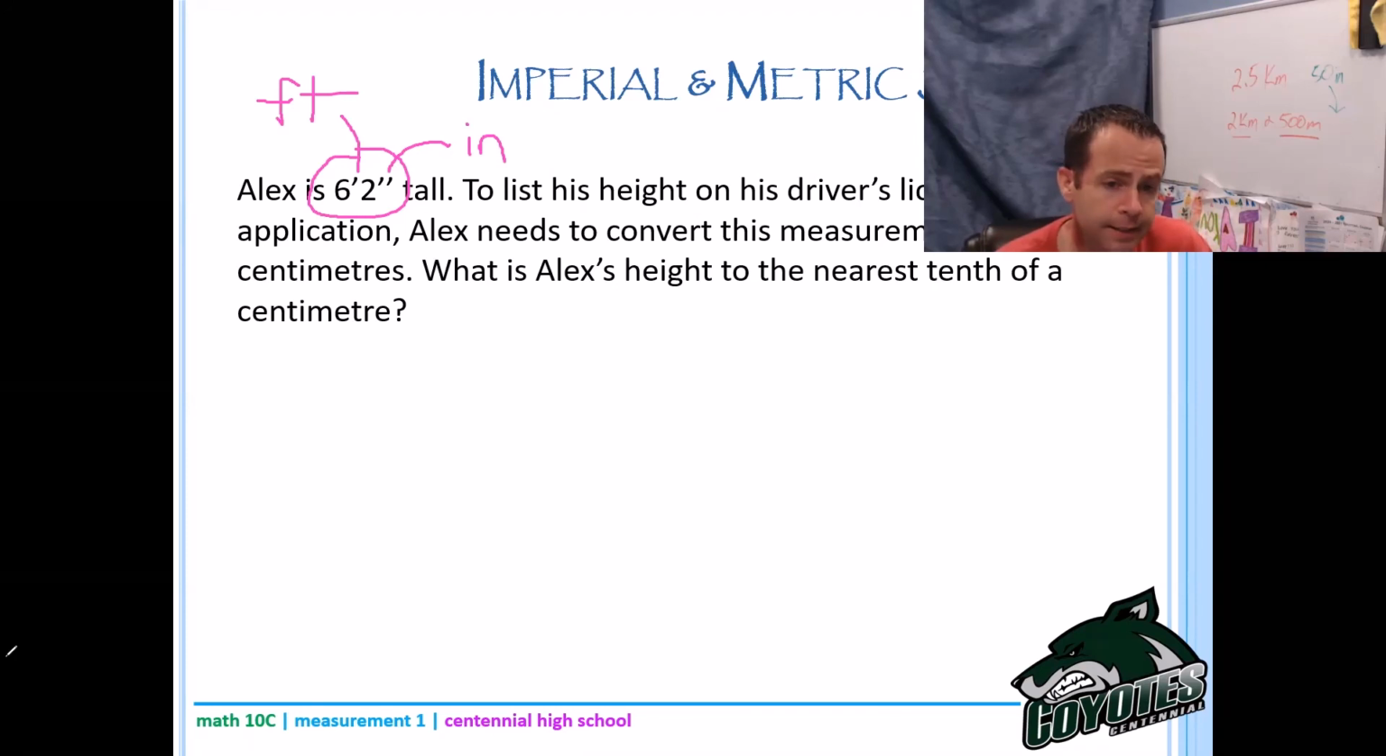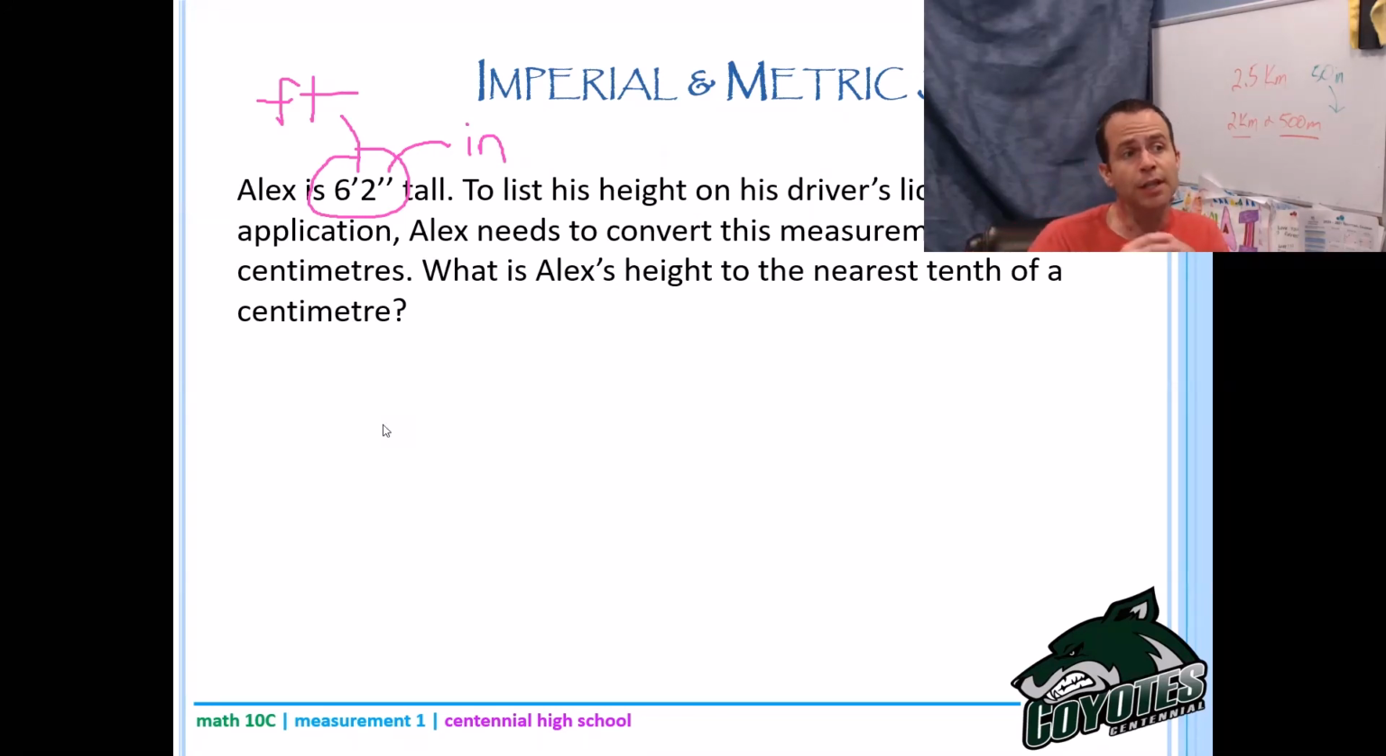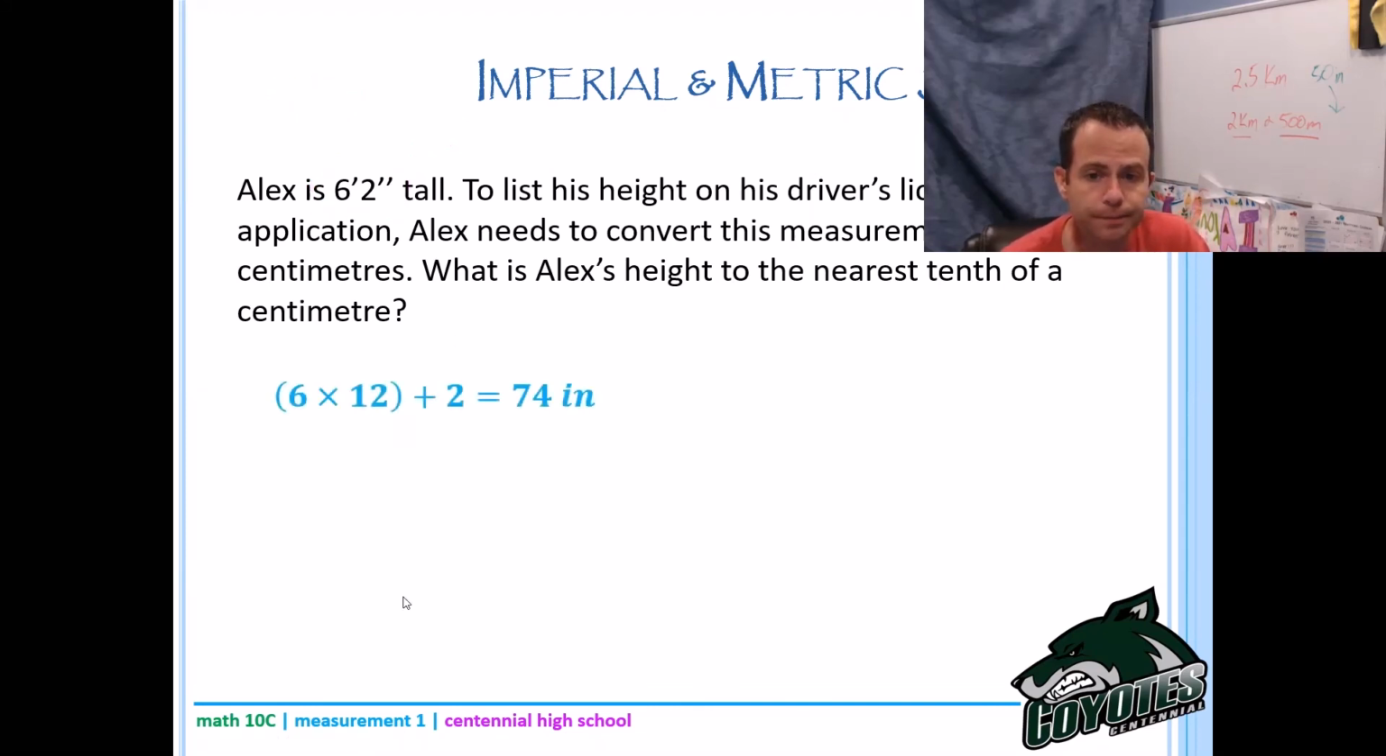Well, the easiest thing to do here, you have 2 imperial units going on. Let's make that 1 imperial unit first. Let's figure out how many inches we have altogether, okay? So I know that I have 12 inches in a foot. So I'm going to take my 6, multiply by 12. And that will get me how many inches are in 6 feet, and then add the other 2. Altogether, I have 74 inches.